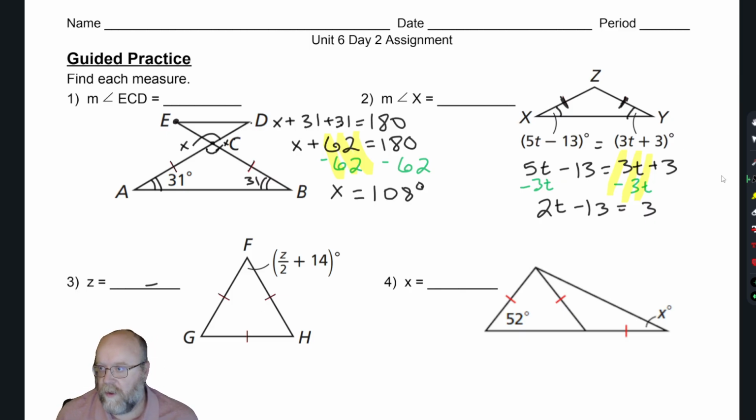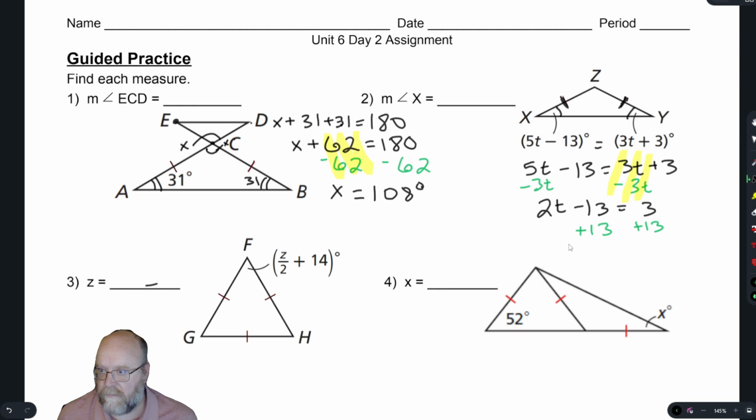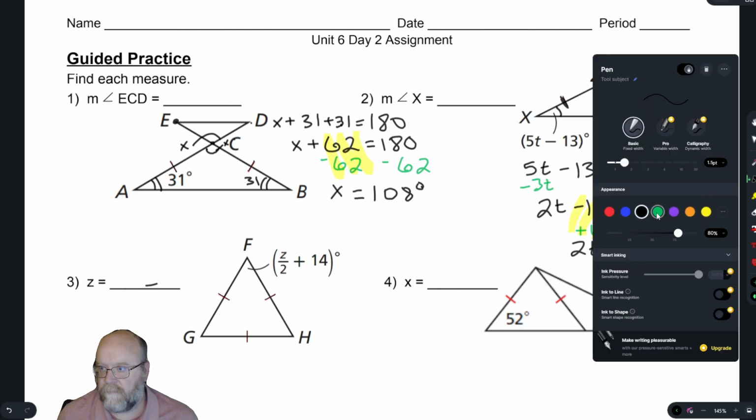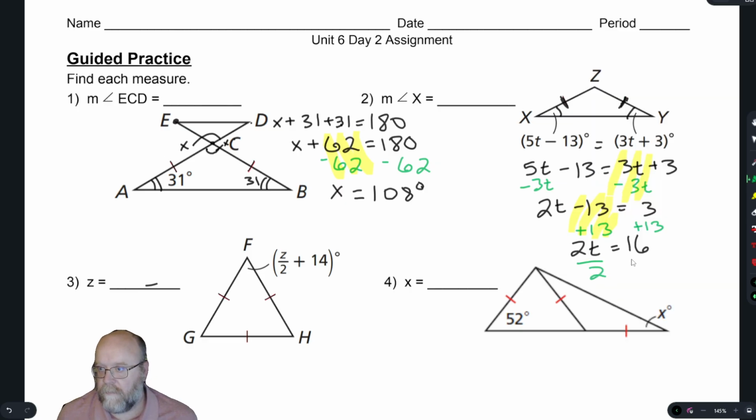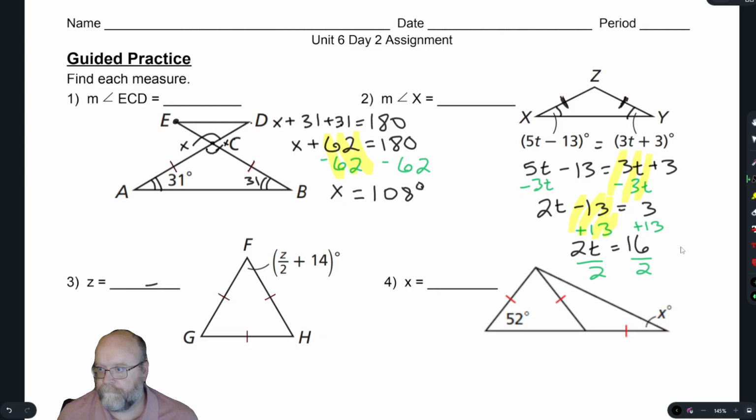All right, and then we're going to add this 13 to both of their sides. End up with 2t is equal to 16. What's t? And divide by 2. And t is equal to 8. All right, we did it. Just put 8 in there, right?